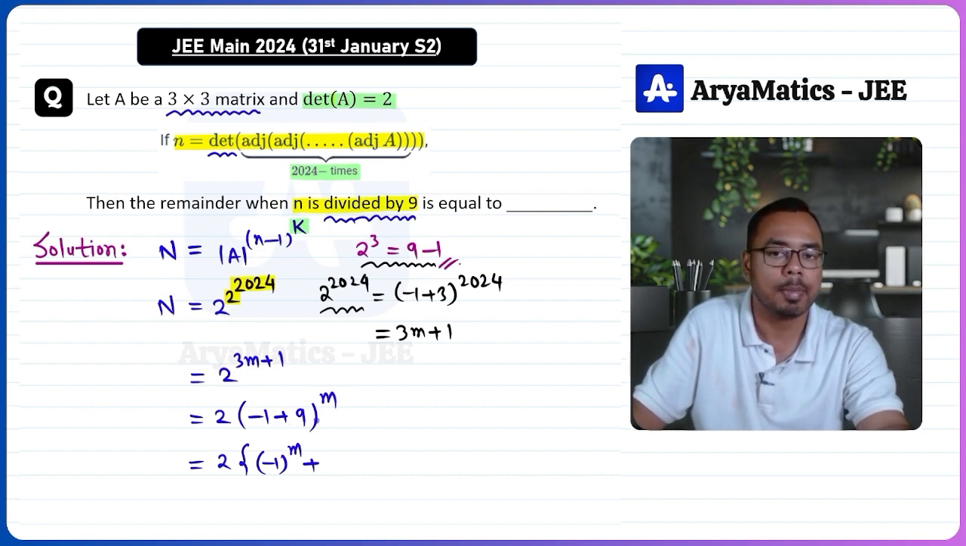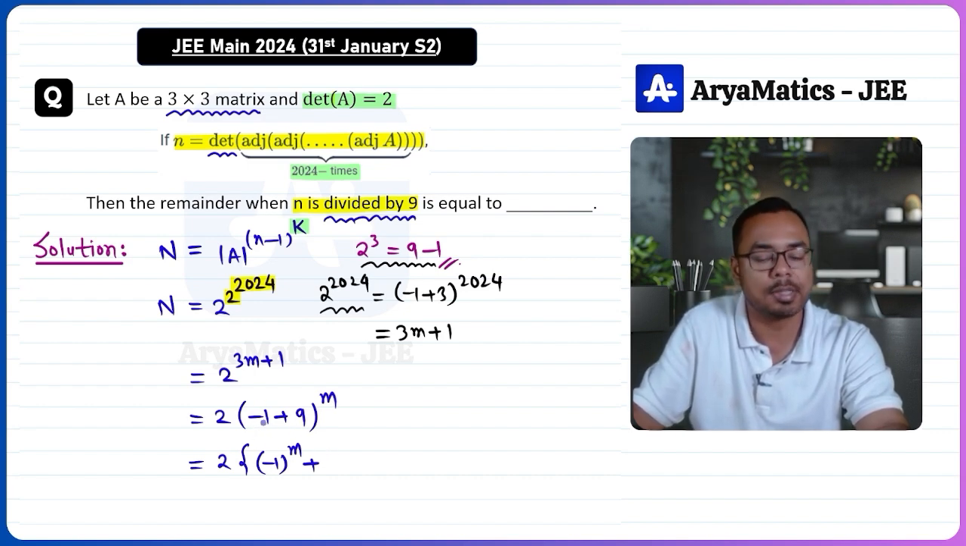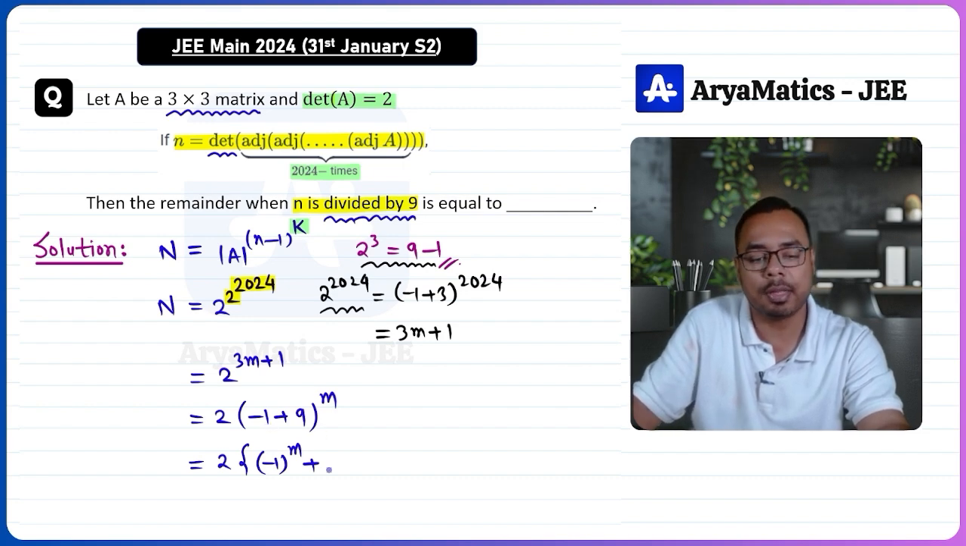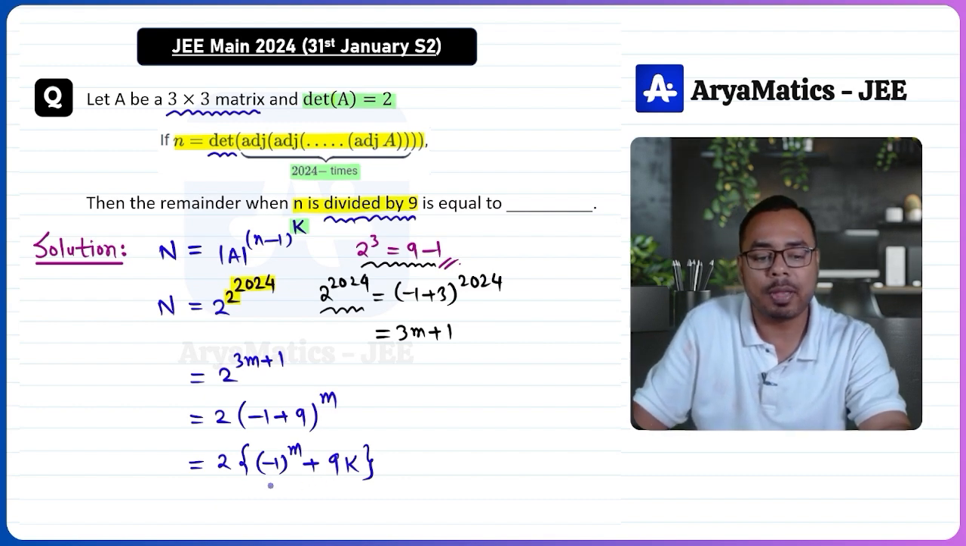The next term will be mC1 into 9 raised to 1, the next term mC2 into 9 square, and so on. Alternately we have to change the sign because of this minus 1, but the point is that only this first term will not contain 9. After that, all the other terms will be multiples of 9 only. So therefore we can write this number as minus 1 raised to m plus 9 into some integer k, where k is some integer. Now we have to find whether m is an odd number or an even number, because if m is odd, then minus 1 raised to m will be odd, and if m is even, then minus 1 raised to m will be even.